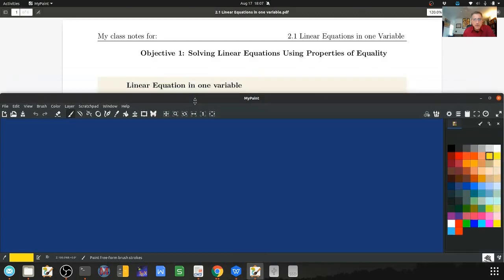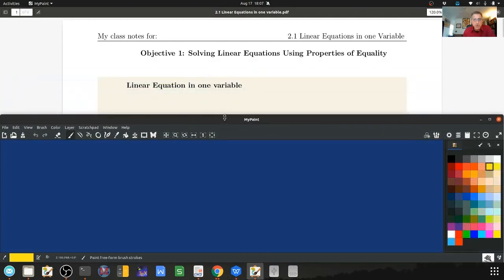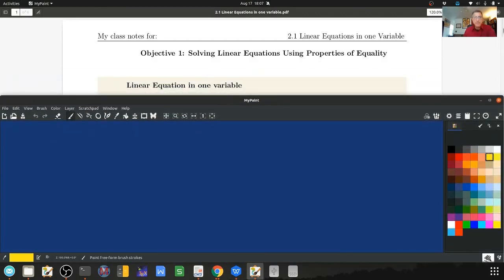So we've got a few definitions we want to go over. Let's define a linear equation in one variable. The key word here is equation. An equation is always going to have an equal sign. The actual real definition is an equation is a mathematical statement that says two mathematical expressions are the same or have the same value.